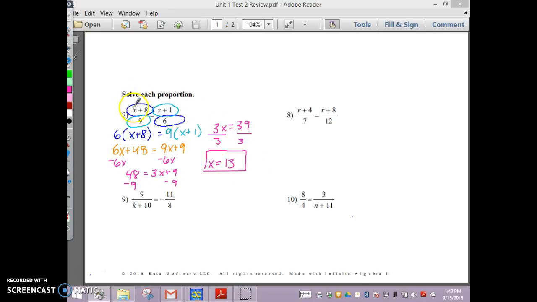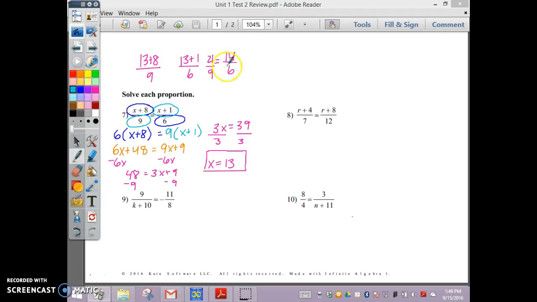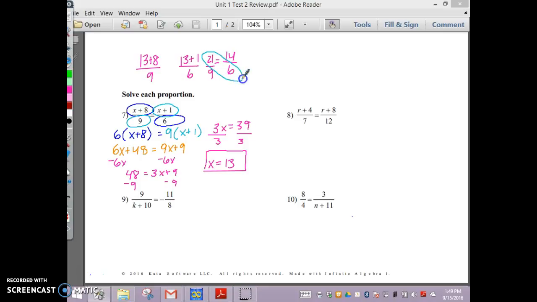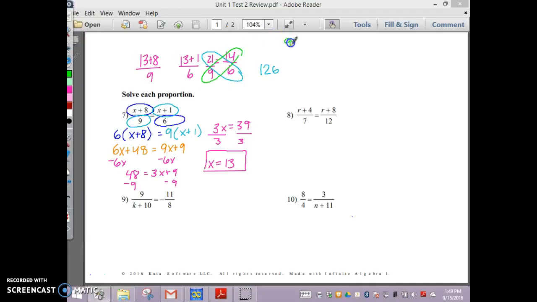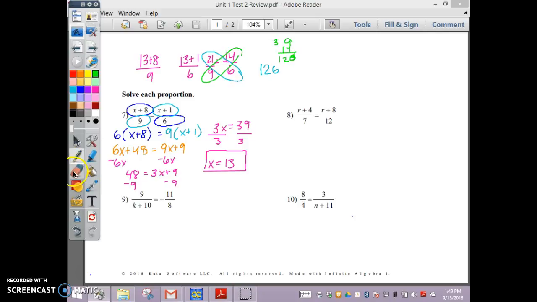We could always plug it back in to check. 13 plus 8 over 9, and 13 plus 1 over 6. Is 14 over 6 equal to 21 over 9? Let's see. Let's look at that diagonal relationship. 21 times 6 is 126. And 9 times 14, it's 126. What do you know? I always can check that out. Make sure.